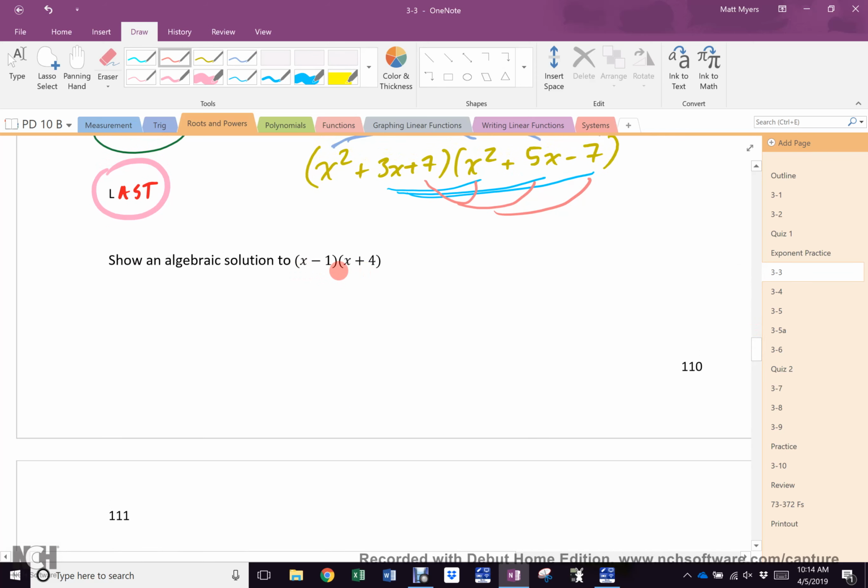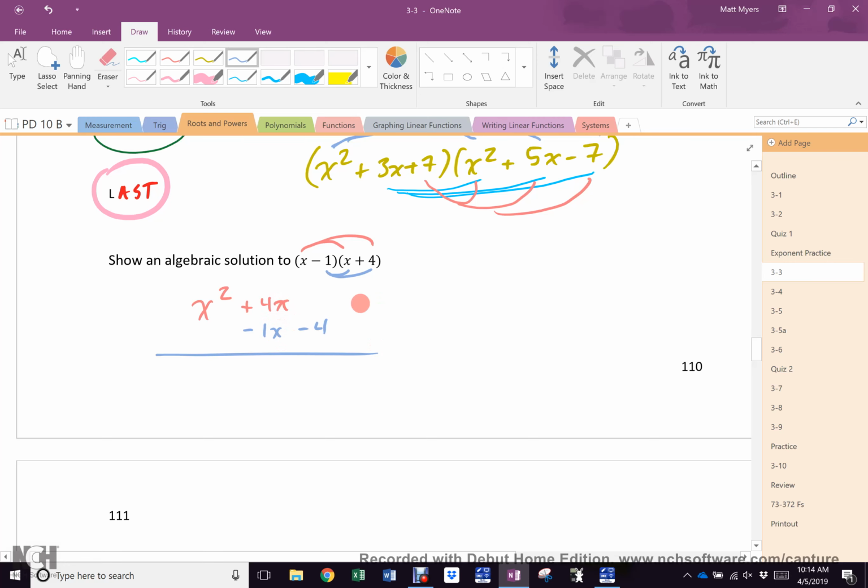Algebra here. Double distribution. Take the first one, distribute it twice. What do I get? X squared plus 4x. Take the second one, distribute it twice. What do I get? Minus 1x minus 4. Please notice when you stack them, it's easy to keep your like terms together.